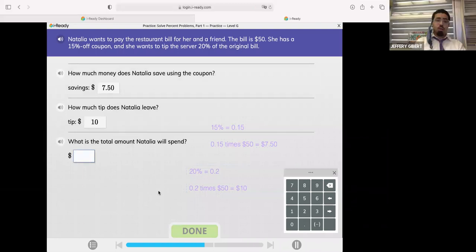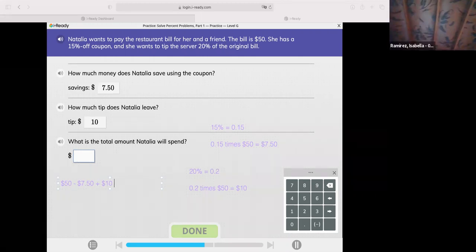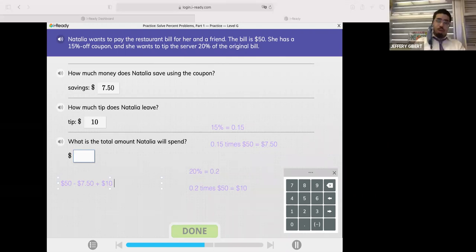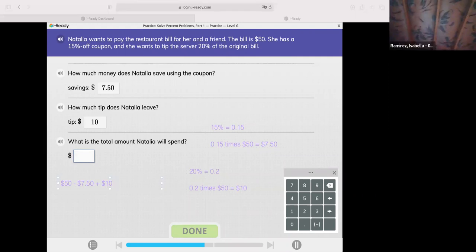All right, what is the total amount Natalia will spend? So then, what's the total amount that she'll spend? So a hint is 50 minus 7.50 plus 10. $42.50. Wait. Well, then you got to add 10 after that. Oh, I got it. $52.50. Good job.